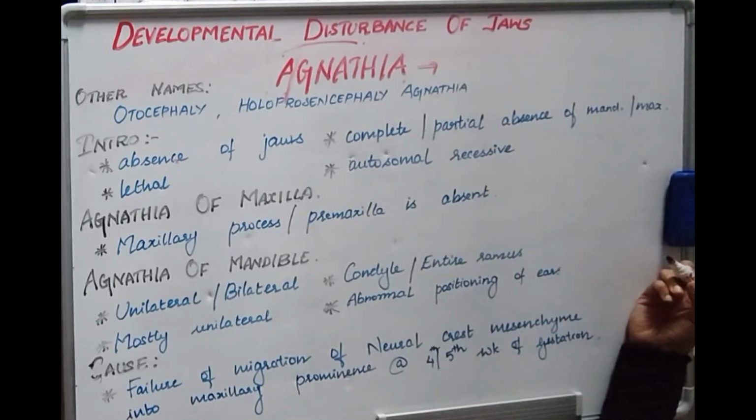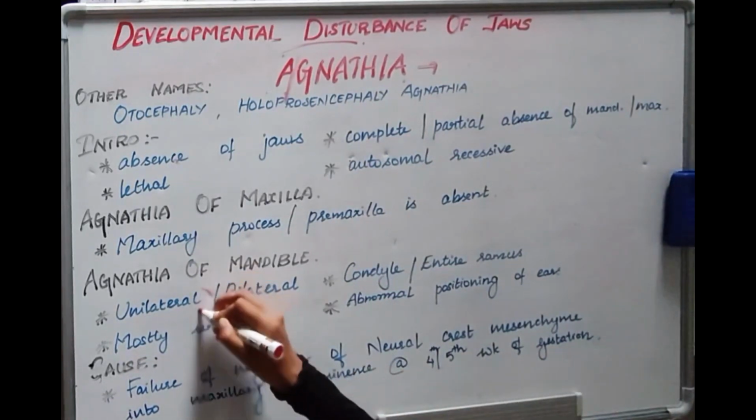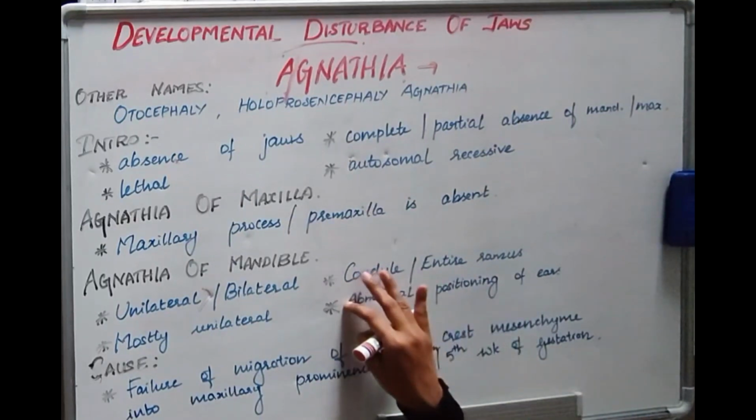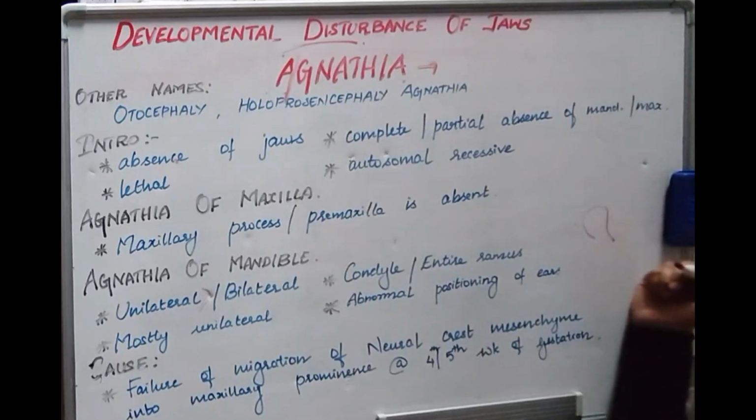Next coming to Agnathia of mandible. It can be either unilateral or bilateral. Most of the time it's unilateral, where one side of the mandible is affected whereas the other side can be normal. The condyle can be affected or the entire ramus. Most of the time the development of the condyle is affected.